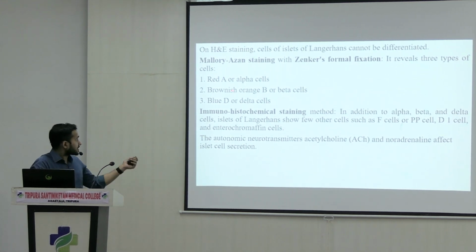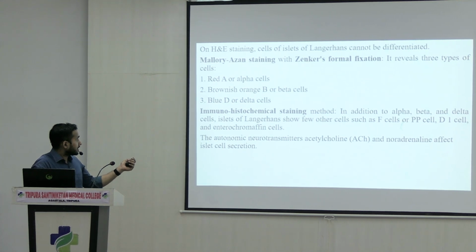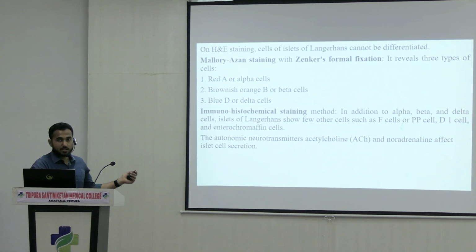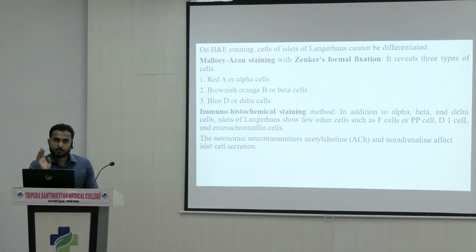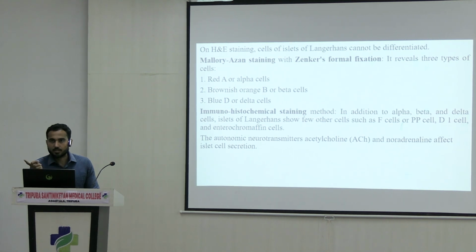Now, the alpha cell will appear red in color, beta cells will appear brownish orange in color, and delta cells will appear blue in color. Not under H&E staining. For that, a special type of stain is applied. The name of the stain is Mallory-Azan stain, also with Zenker fixation, formal fixation. After that, these colors can be seen.